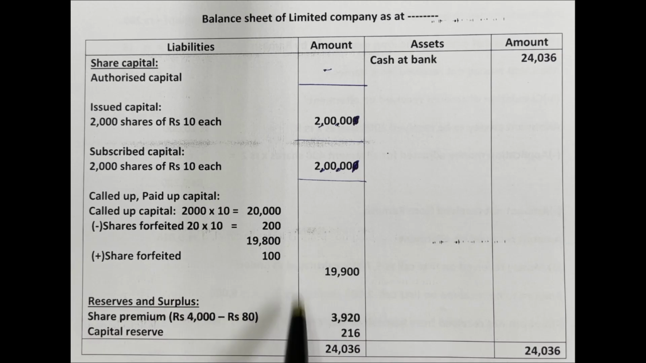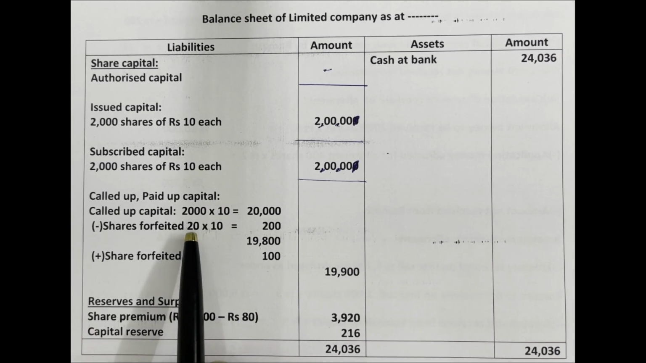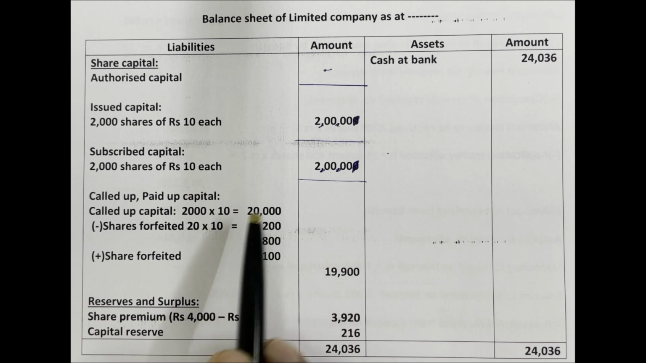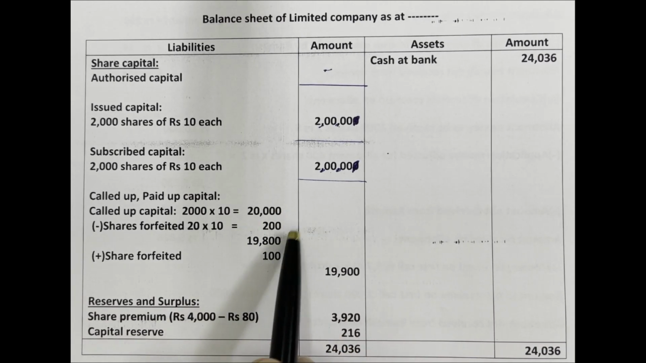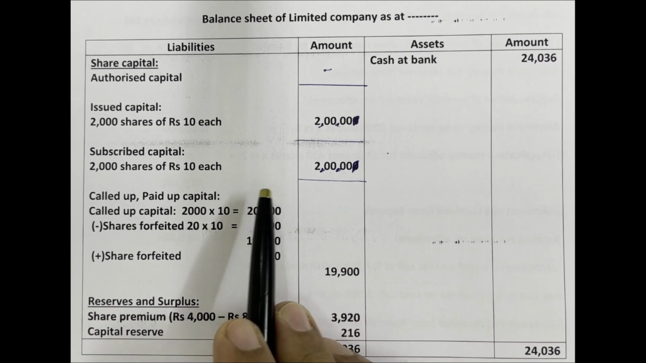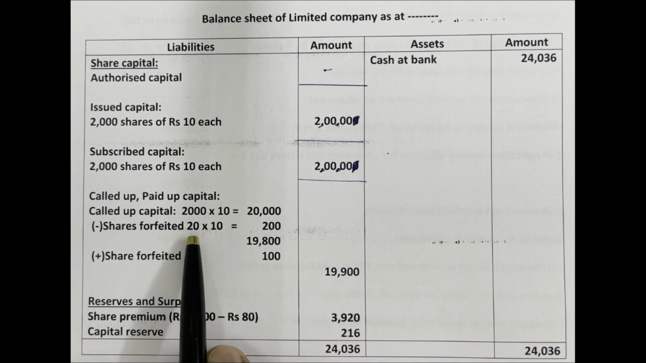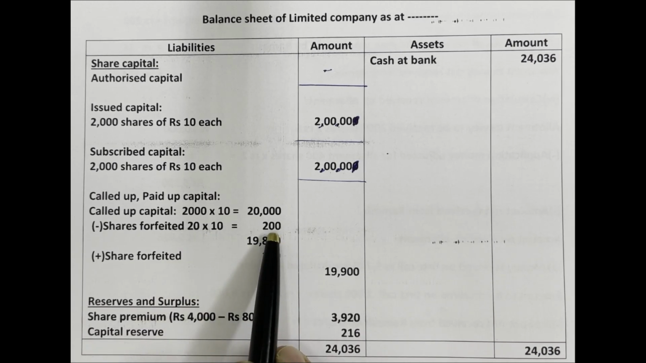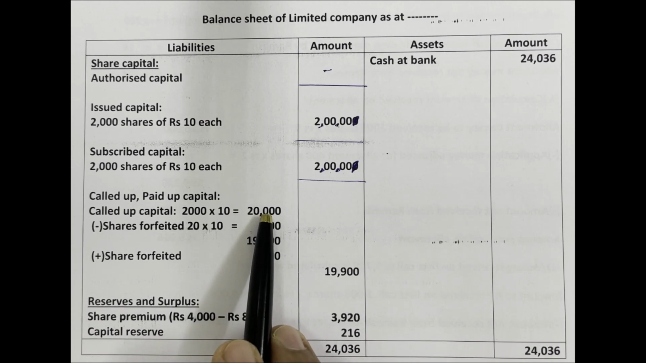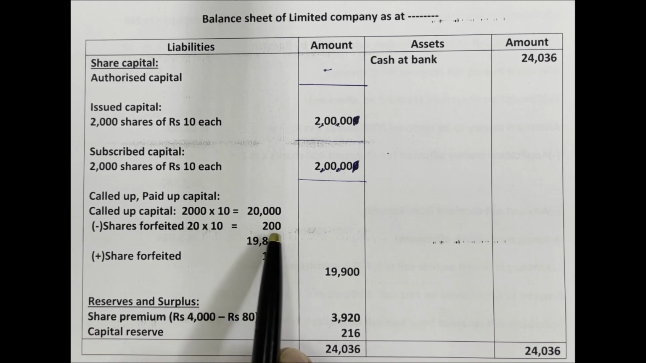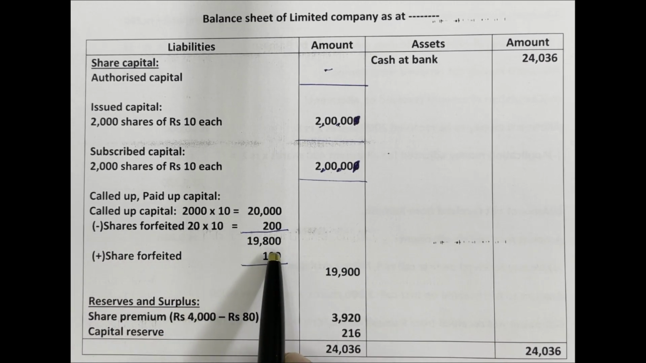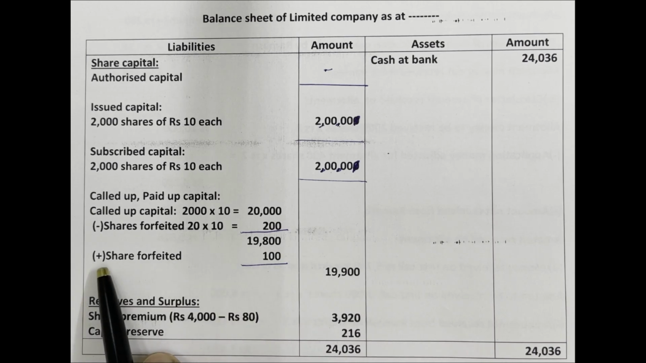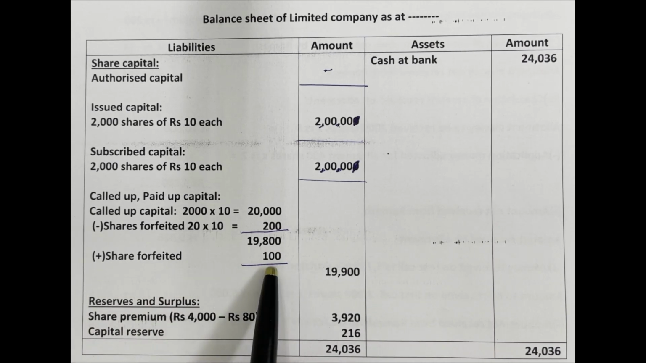Paid up capital we have to calculate. Total shares forfeited are 100, because Ramesh's shares 40 and Mohan's shares 60 we have forfeited. In this 100, reissued shares are 80 only, so the remaining 20 shares are not yet reissued. So 20 shares at the rate of 10 rupees each, 200 rupees, we have to subtract from this 20,000, because that 200 is not going to come. So minus share forfeited 200. Then the remaining amount 19,800 plus share forfeited account balance 100 rupees.